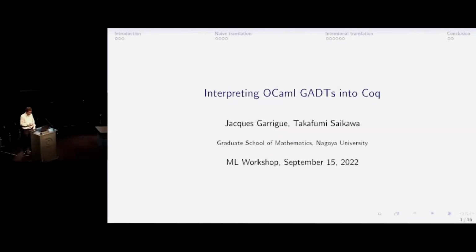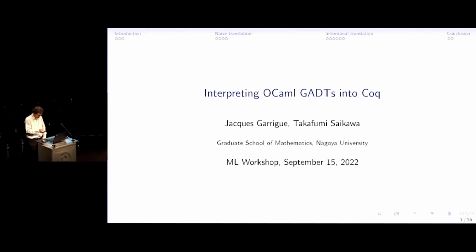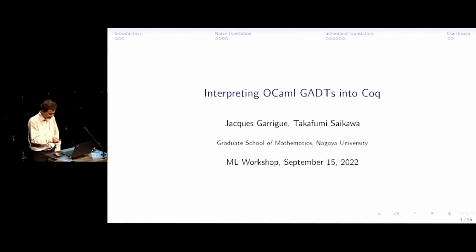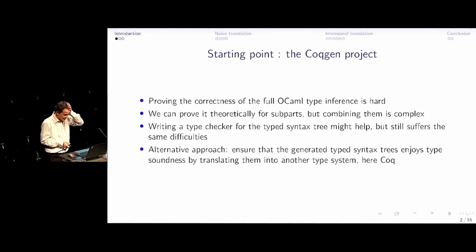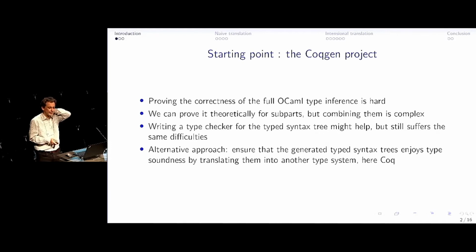This is about interpreting OCaml GADTs in Coq, and my co-author is Takafumi Saikawa. So, starting point, giving a bit of context, this is part of the Coqgen project. The original problem is that proving the correctness of the full OCaml type inference is hard.